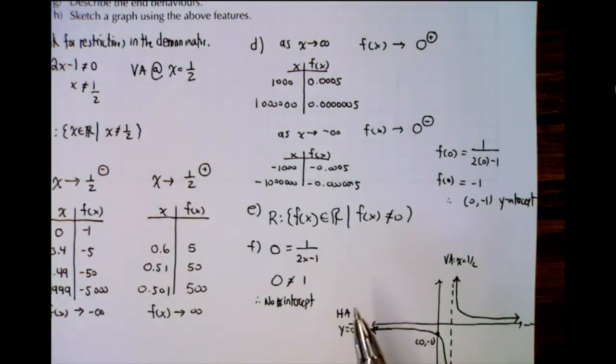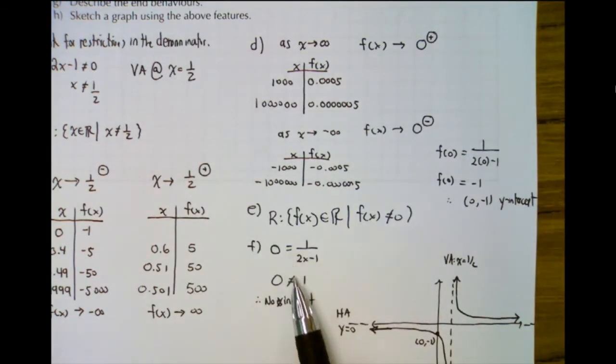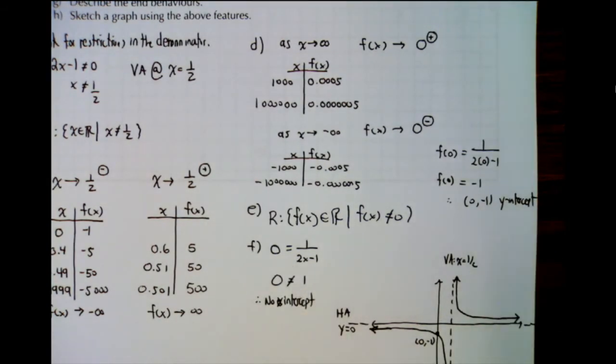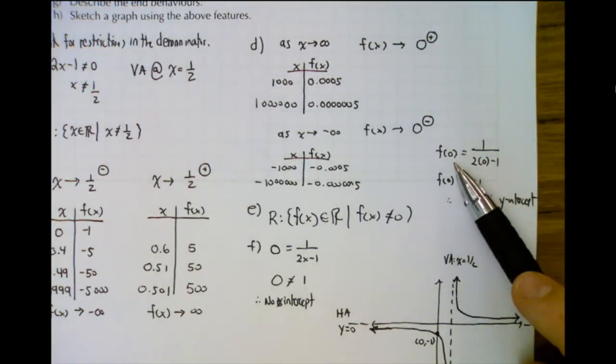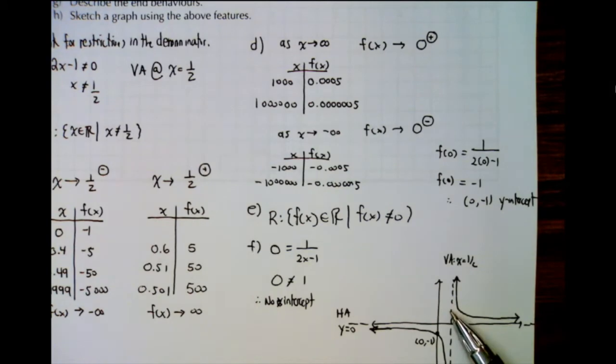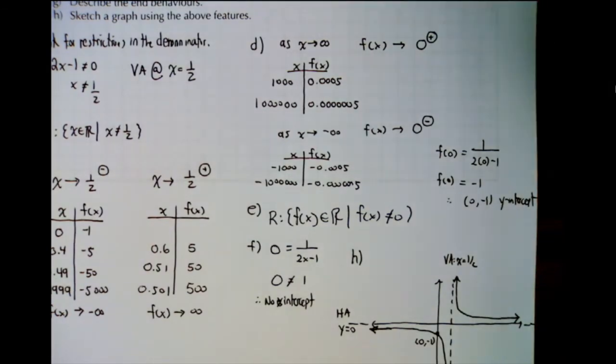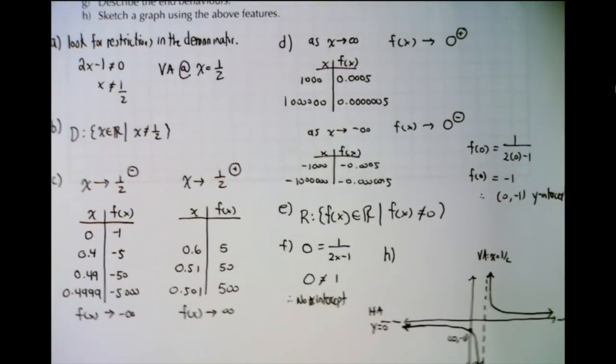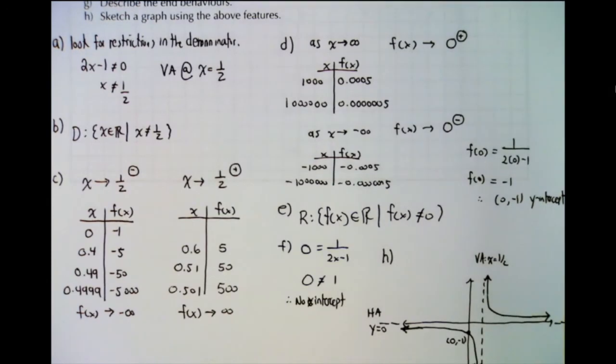So to find the x-intercept, make y 0 and solve for x. No x-intercept. To find the y-intercept, make x 0, solve for y. Negative 1, we have a y-intercept. Part H asks us to sketch. We've already done that. We did it piece by piece. This is a full properties analysis of a rational function to come up with a graph.